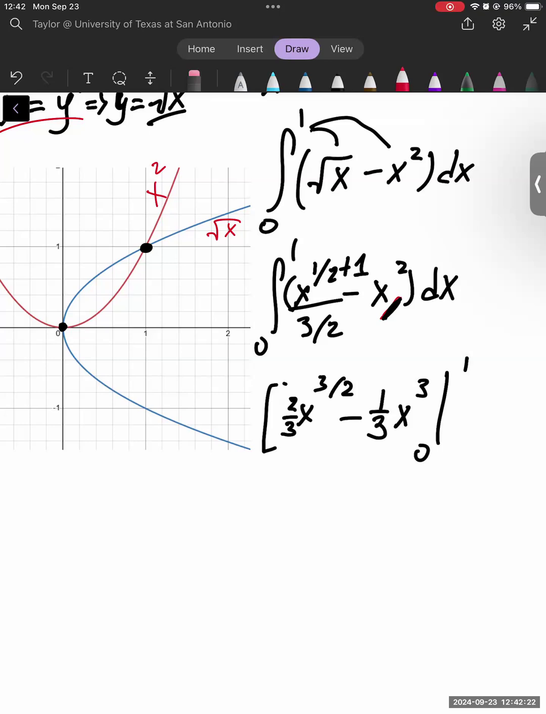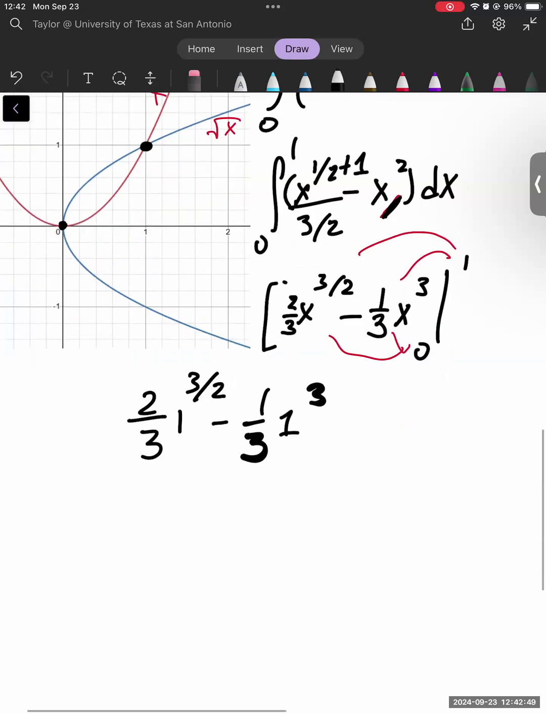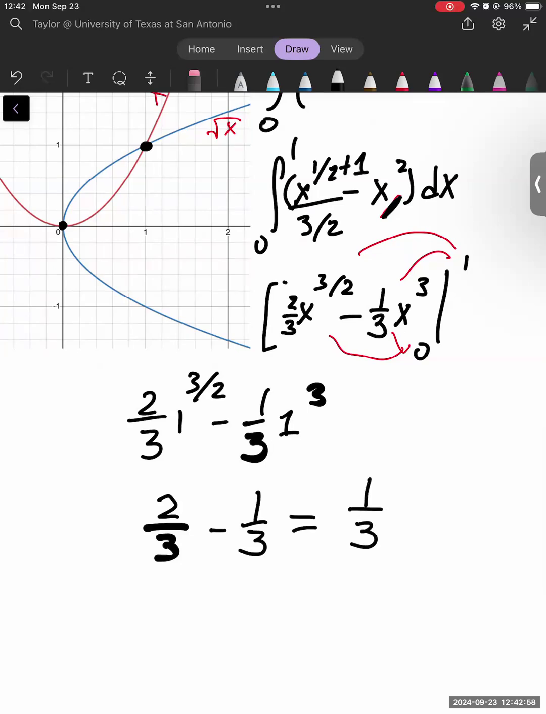So substituting in 0, we know we're going to get 0 for both expressions. So then substituting in 1 for both of these, I get 2/3 times 1 to the 3/2 minus 1/3 times x to the 3rd, or 1 to the 3rd rather, just giving me 2/3 minus 1/3 equals 1/3. Cool. You guys still with me?